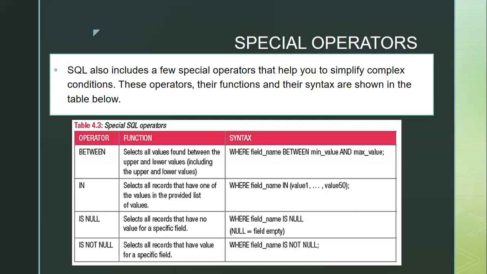Okay. Then is null. So is null selects all records that have no value for a specific field. So where the field name is null, null means field empty. Okay, so basically go and find all the records for me that has missing information. Okay, if I'm saying is not null, then it selects all records that have a value for a specific field. So where field name is not null. So only show me the records that are complete. Okay.